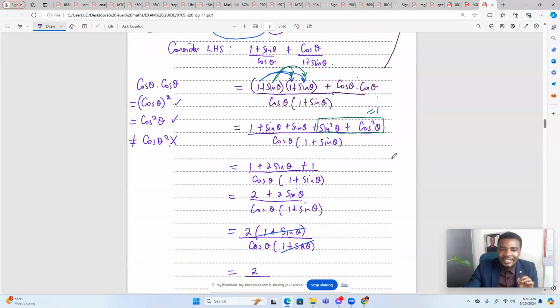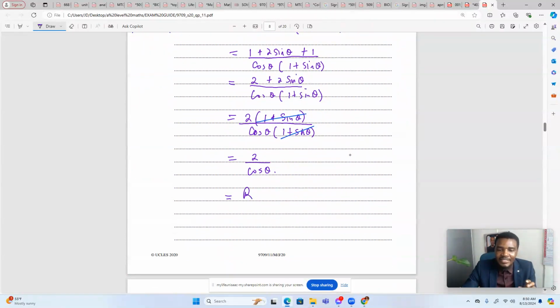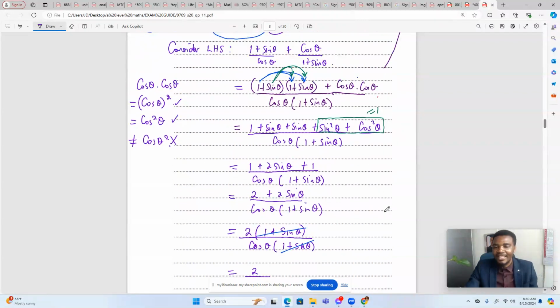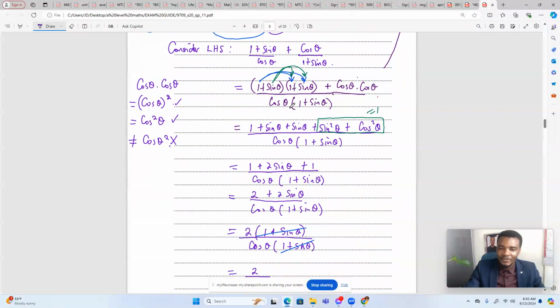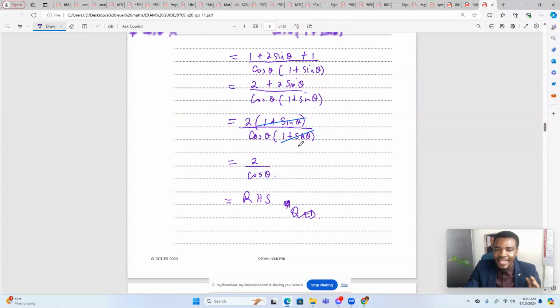Exactly. Let's check. This is indeed the term that we have on the right hand side. So this is exactly the same as that we have on the right hand side. So hence proven. You can put a tombstone at the end to show that you have indeed proved the identity. So yes, that's how we're supposed to prove this identity. Taking the side that is less simplified, which is the left hand side, and then we have to simplify that left hand side until we get the expression that is indeed on the right hand side.